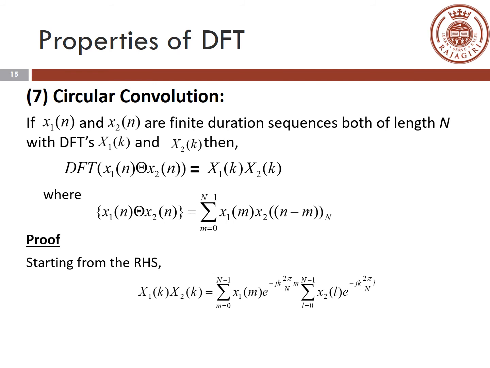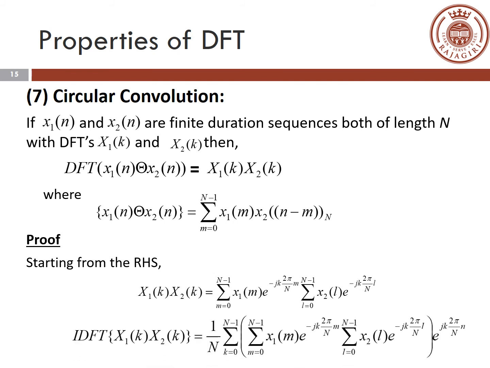The property says that the IDFT of X1 of k into X2 of k will give you x1 of n circular convolution x2 of n. So let's find it out. Let's start with the IDFT of X1 of k into X2 of k. We know that the IDFT formula is 1 by N sigma k equal to 0 to N minus 1 of the subject into e raised to j k 2 pi by N into n. Everything else remains the same except that the subject is this whole equation.